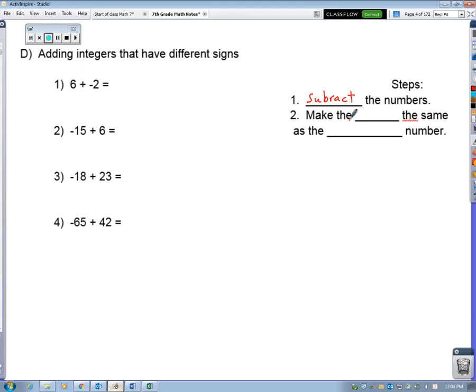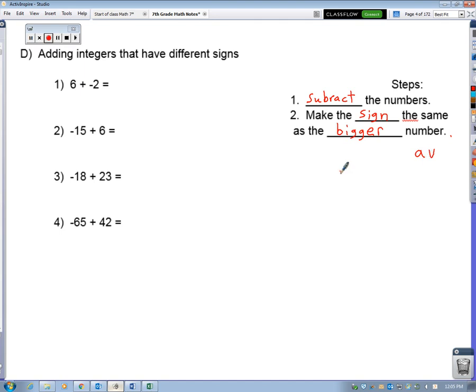Step number 2, when you get your answer after you subtract, you're going to make the sign the same as the bigger number. Let me talk to you about what I mean by a bigger number. Because we're going to use the absolute value. We'll call it the AV. We're going to use the absolute value to find which one is bigger. And this is what I mean.